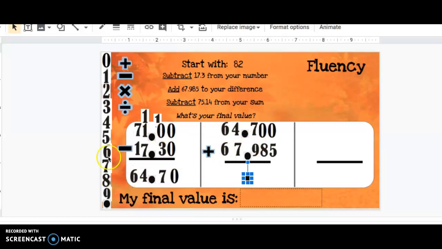0 plus 5 is 5. 0 plus 8 is 8. 9 plus 7 is 16. And I bring up my 1. 4 plus 1 is 5. 5 plus 7 is 12. 1 plus 6 is 7. 7 plus 6 is 13.